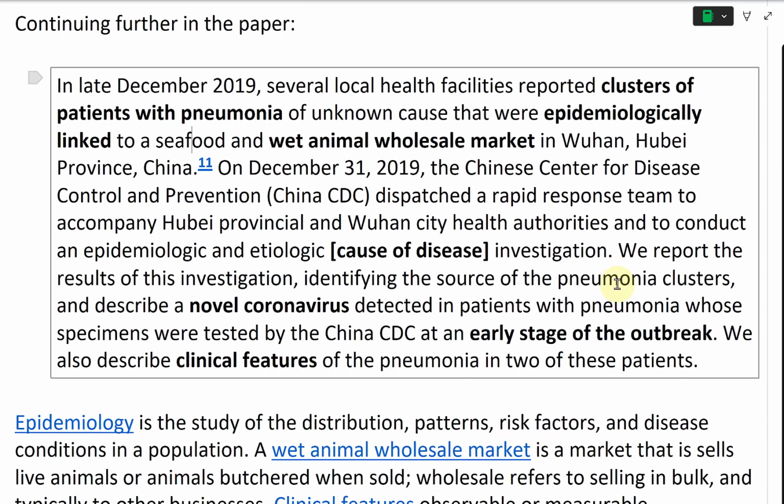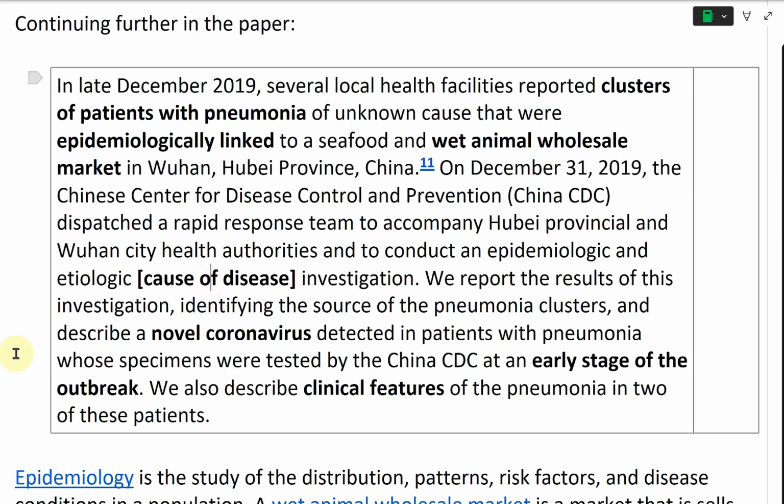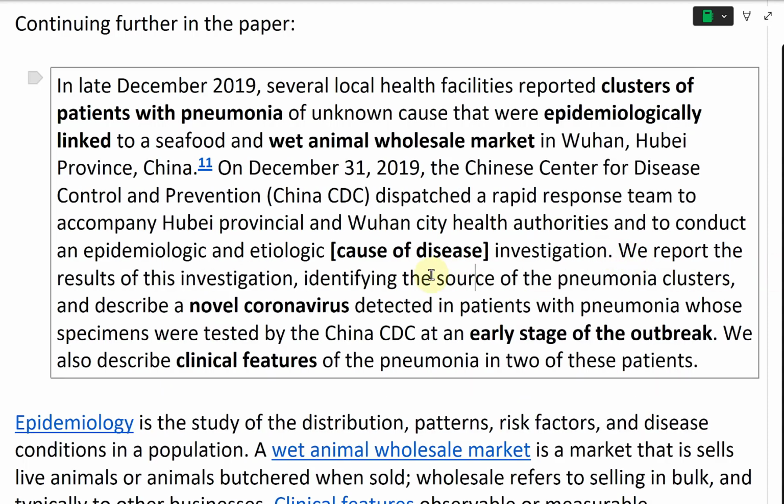dispatched a rapid response team to accompany Hubei province and Wuhan city health authorities and to conduct an epidemiologic and etiologic, basically looking for the cause of disease, investigation. And this paper right here is the report of those findings.